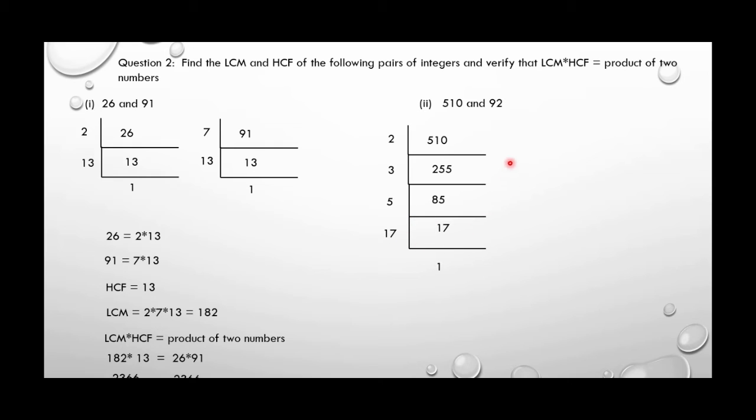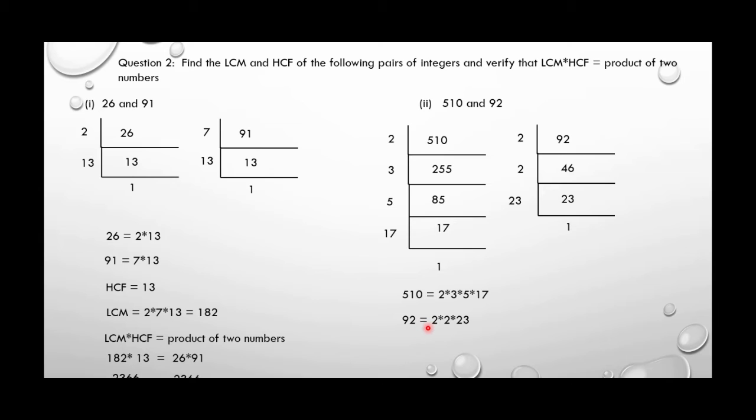Now in order to find the prime factors of 92, we need to find the least number which is divisible by 92. Therefore, the least number which is divisible by 92 is 2. When we divide 92 by 2, we get 46. Now again, the least number which is divisible by 46 is 2. When we divide 46 by 2, we get 23, which is divisible by the number itself, that is 23. Now the prime factors of 510 are 2 into 3 into 5 into 17, and the prime factors of 92 are 2 into 2 into 23.